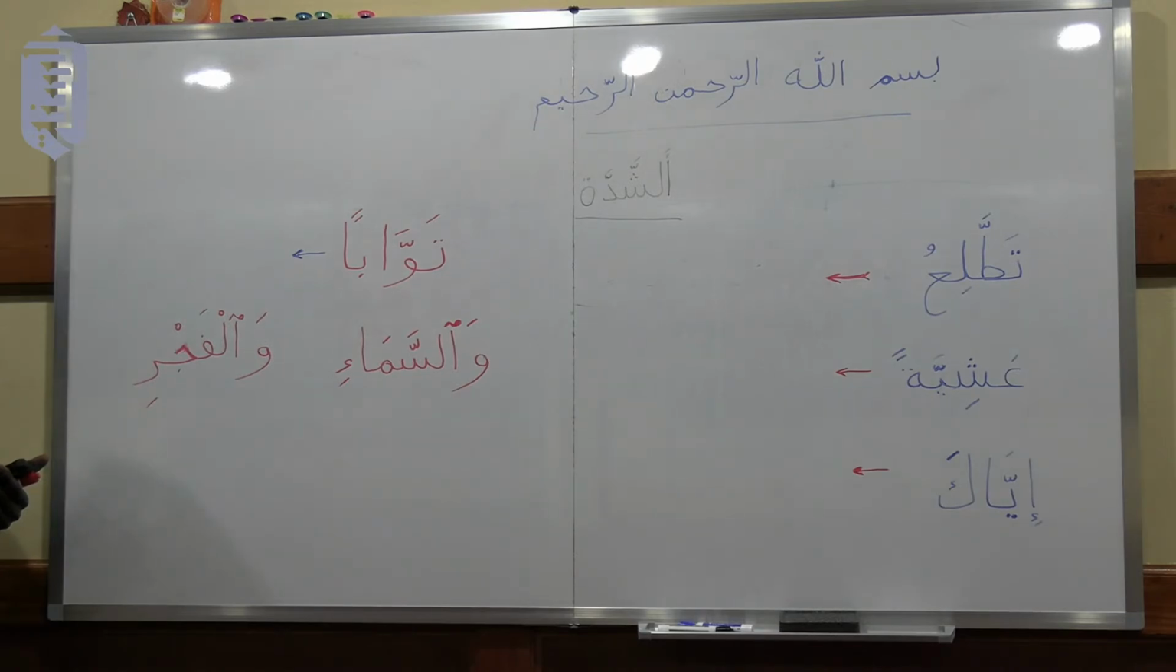Now if the letter after the lam has a fatha, kasra, or dhamma, a vowel, that's a moon letter. So what does that mean? We pronounce that lam. Another indicator that it's a moon letter: on top of the lam, you'll see a sukoon mark. Whereas if it's a sun letter, on top of the lam it will have nothing. So you have two indicators.